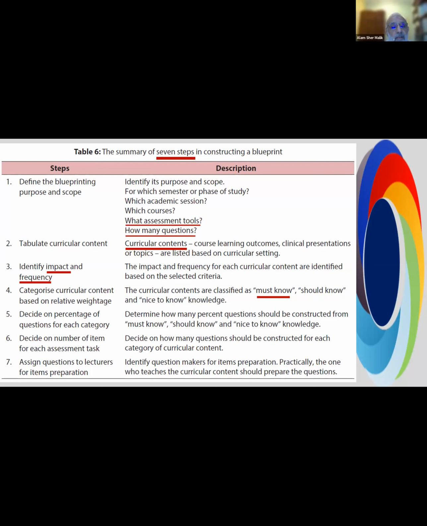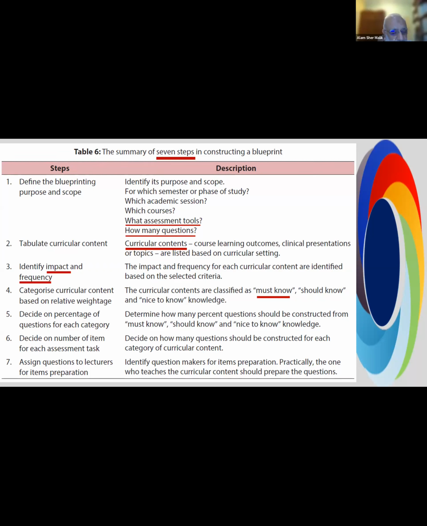Again, we can categorize the curricular content into what is must know, what is should know, and what is nice to know. Based on that, we can also identify where there should be the maximum emphasis and where the minimum emphasis. Once we have done that, we determine what percentage of questions should be constructed from must know, should know, and nice to know. And then we decide the number of items for each assessment.